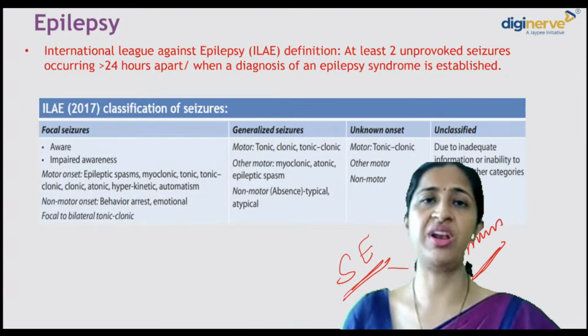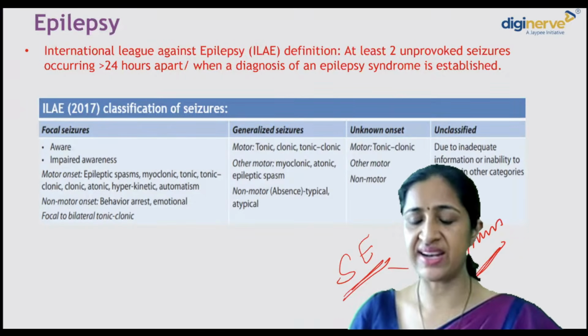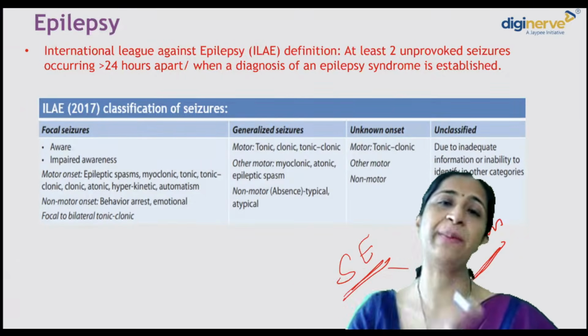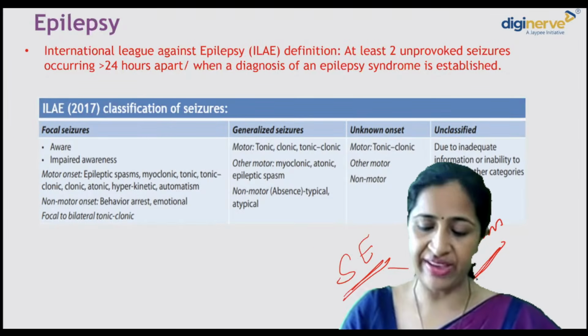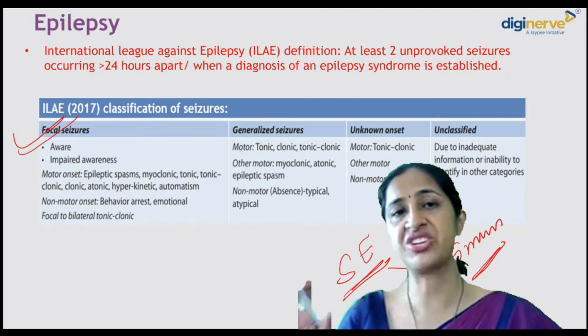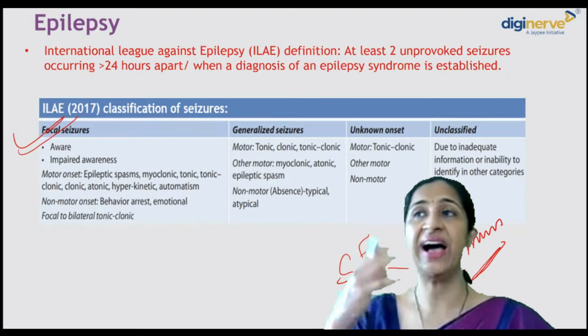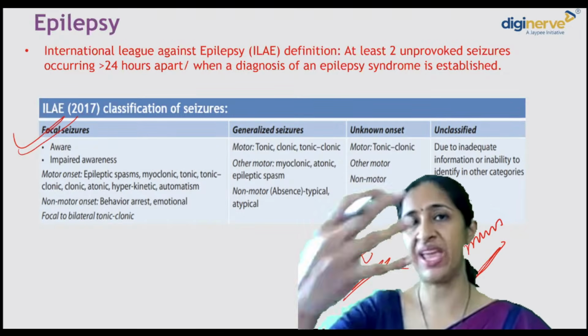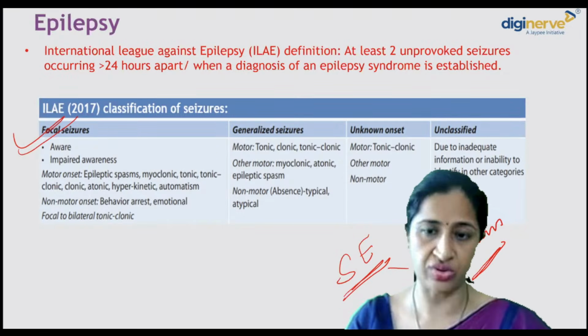They made focal and generalized. And this they decided as focal aware or focal impaired awareness. Focal aware means the child is simple partial seizures, where the child is aware, only one hand is moving, able to reproduce the seizure to the doctor.